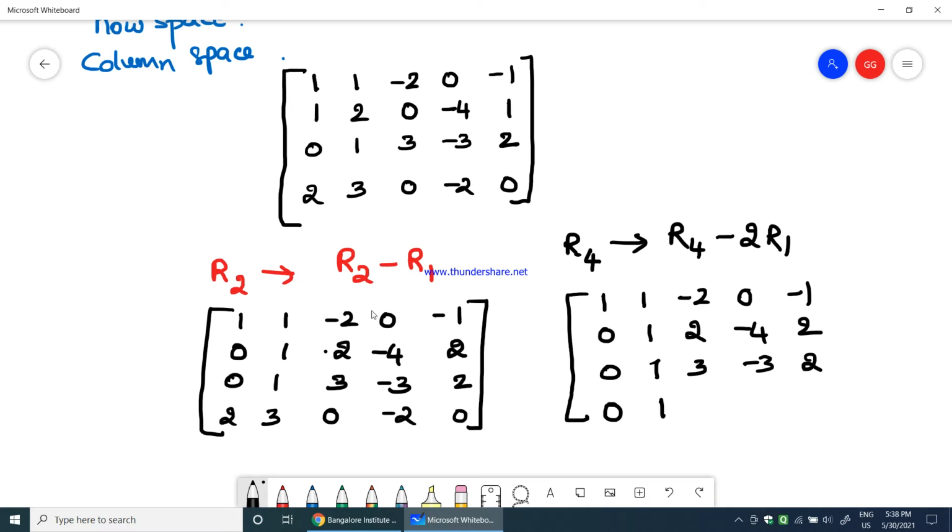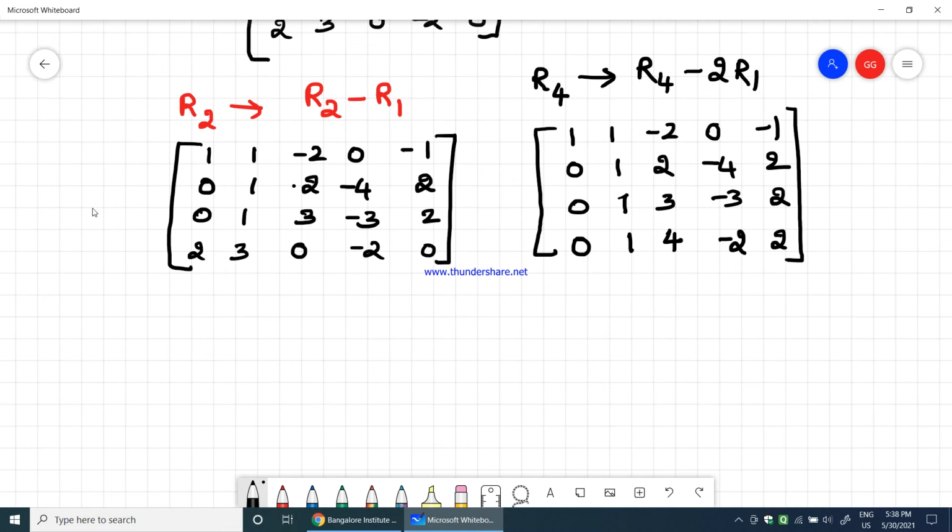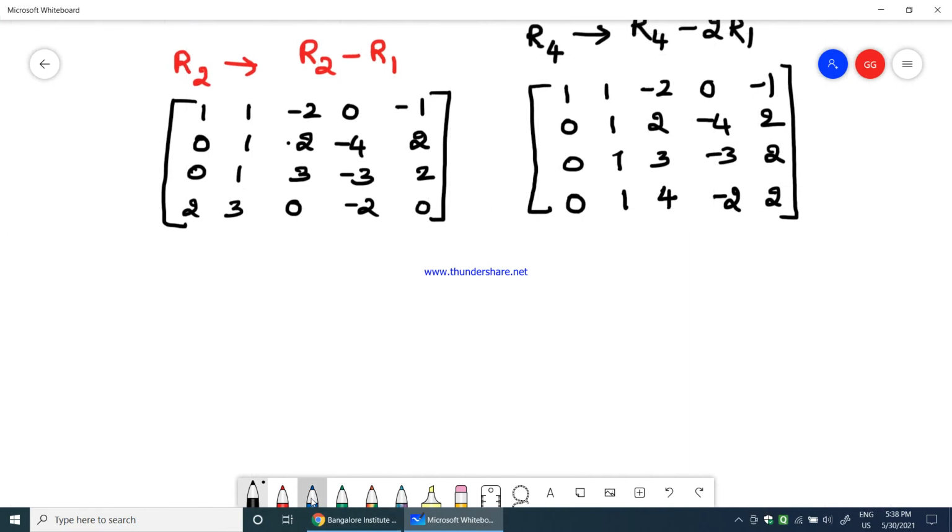0 minus 2 into 2, 4. So 0 plus 4 is 4. Minus 2 minus 0 is minus 2. And 0 minus of 2 into minus 1, which is plus 2. So this is what we get. Now further, what would be the further step that we can come across here?